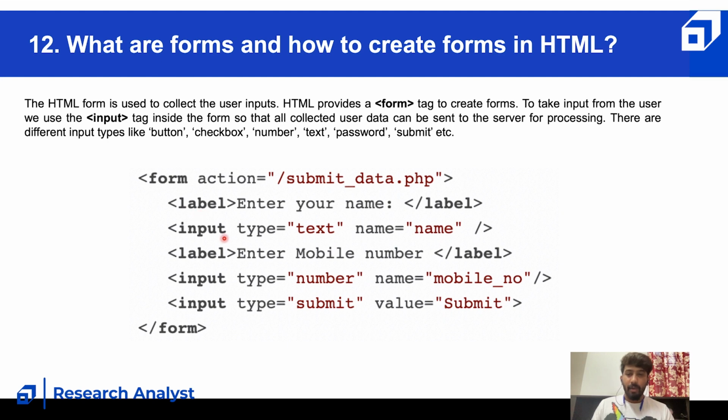But to create a form, you have to use a form tag. Inside that, you can use label and input, and finally you can use a submit button. When you click on the submit button, it will automatically call up whatever file you have provided in the action attribute in the form tag. Okay, so this is how you create forms.